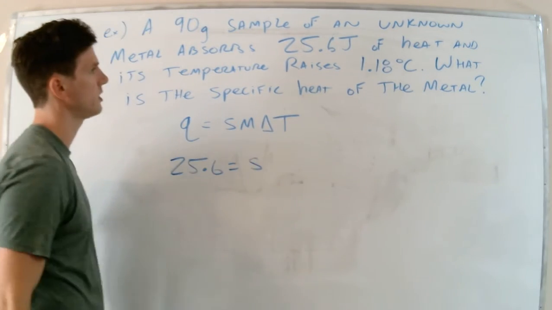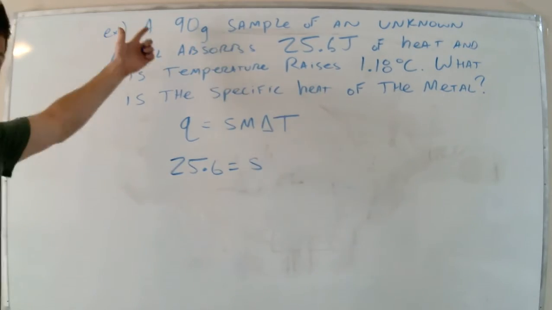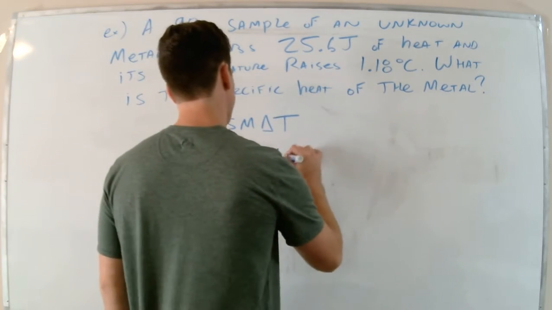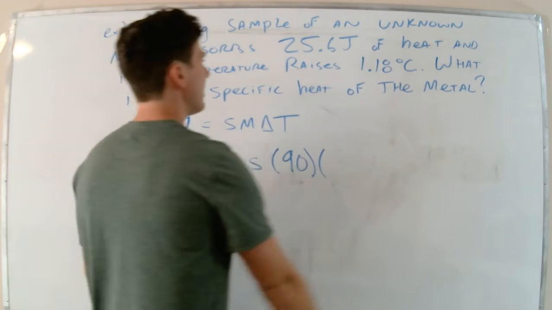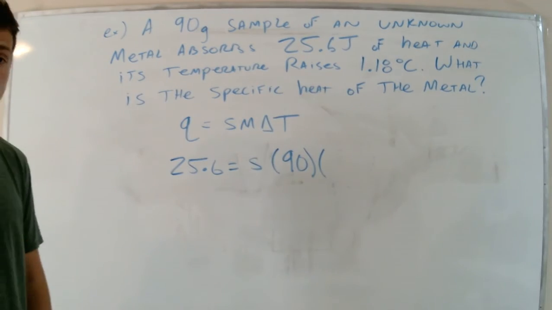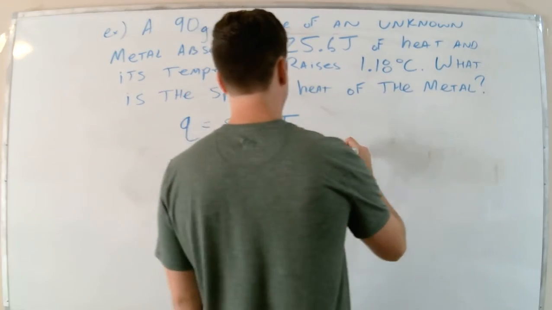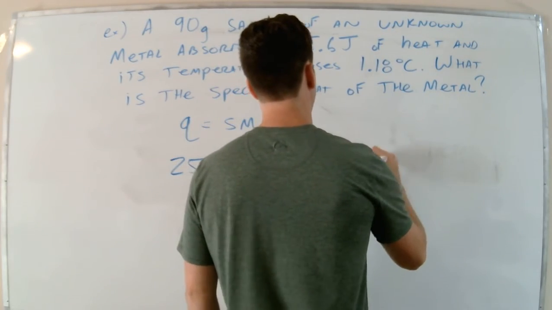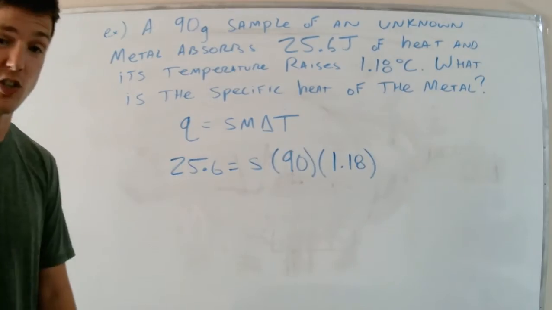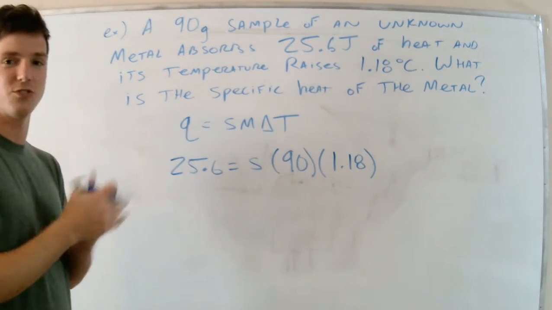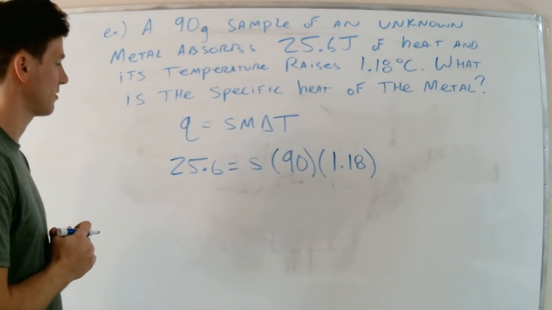Specific heat is what we're looking for. Our mass, it's a 90-gram sample, so that's nice. They put it in grams for us. And our change in temp, it says the temperature raises 1.18 degrees Celsius, so that is our change. They didn't have to give us a final or an initial. They just gave us the change altogether. It rose 1.18 degrees Celsius.